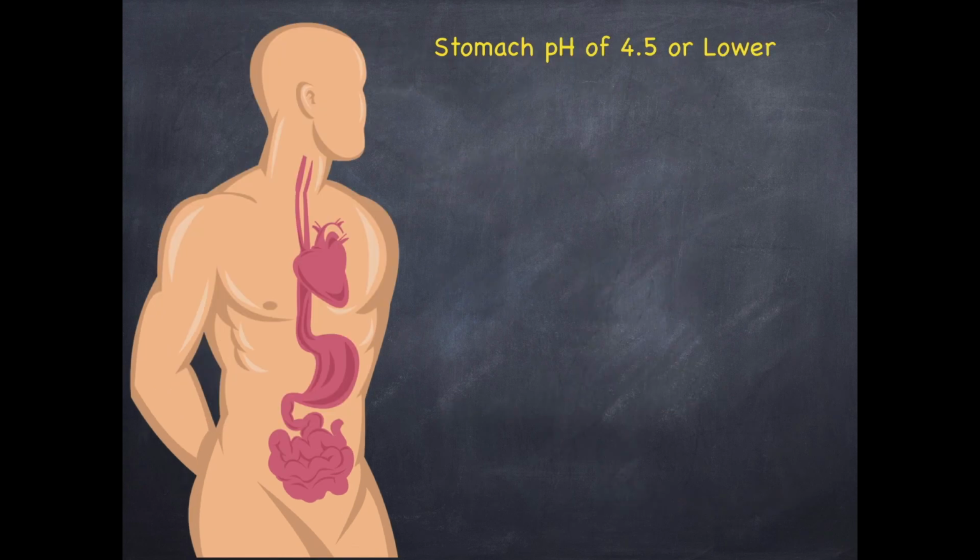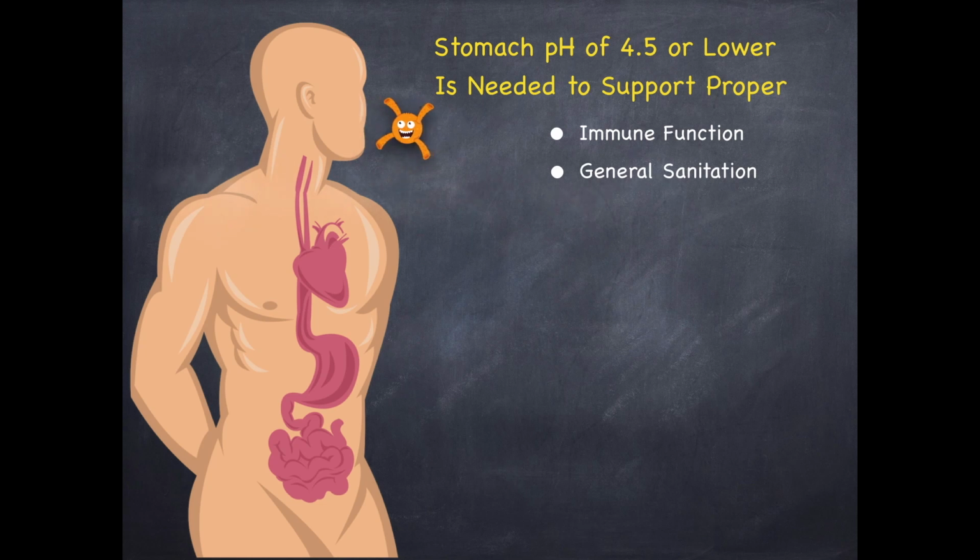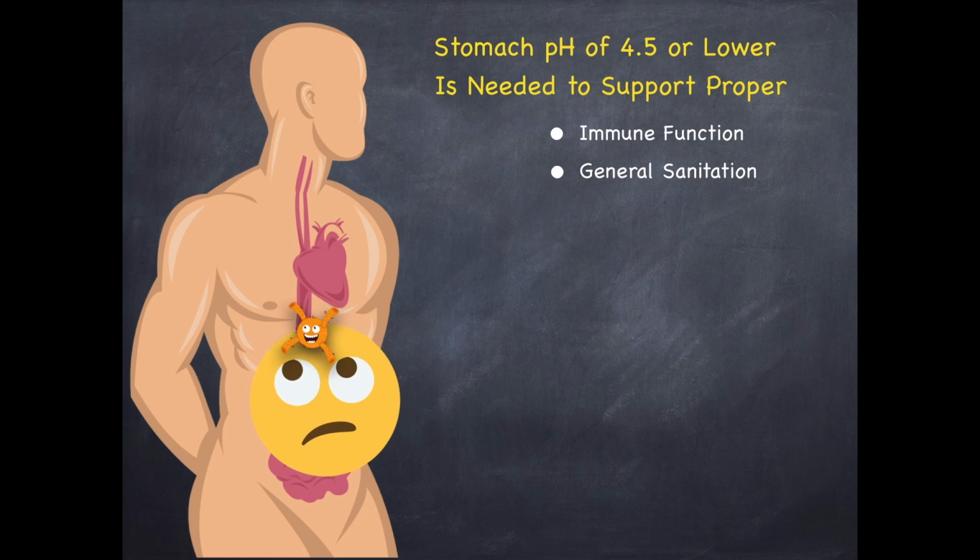Bacteria can grow in environments that are a certain pH. A stomach pH of 4.5 or lower is needed to support immune function and general sanitation. As bacteria enters our system, our stomach and body senses will automatically start to produce hydrochloric acid to help kill off this invader. It's important that we ensure that our body has the ability to produce hydrochloric acid.